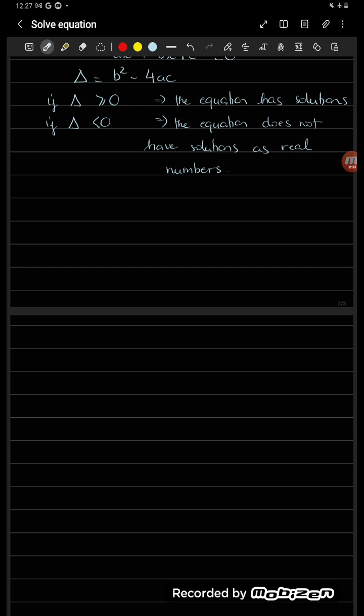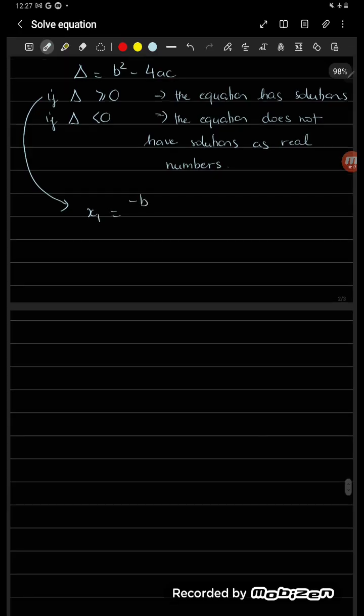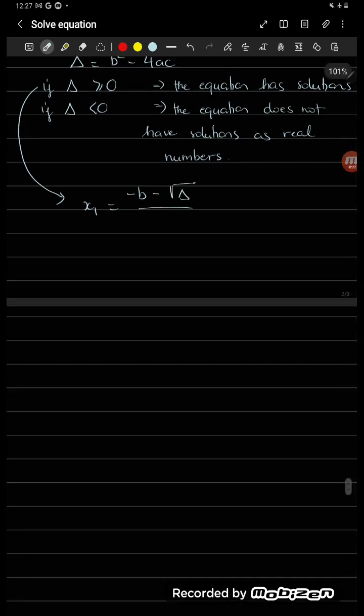If delta is greater than or equal to 0, then we have solutions: x1 equals negative b subtract square root of delta over 2a, and x2 equals negative b plus square root of delta over 2a. So that's the formula you have to memorize. We'll go to an example so that we can see it more clearly.